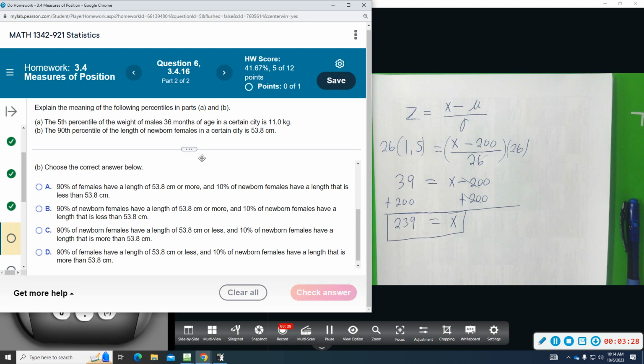All right, we're going to continue with part B. So B says the 90th percentile of length of newborn females in a certain city is 53.8. So the 90th percentile says 90% of the data are below this amount. Have a length of more, that would be incorrect. 90% of females have a length of 53 or less, and 10% have a length that is 53 or more. Yes, this is going to be the one.